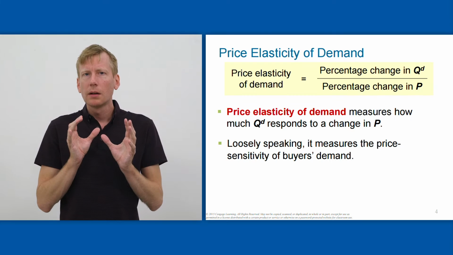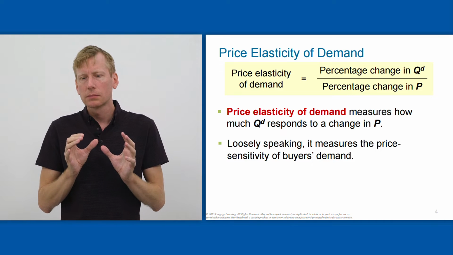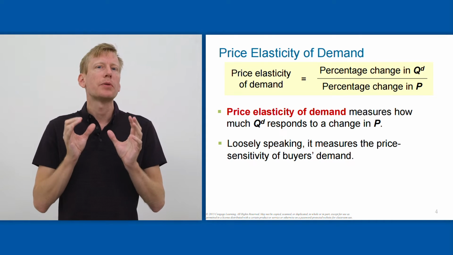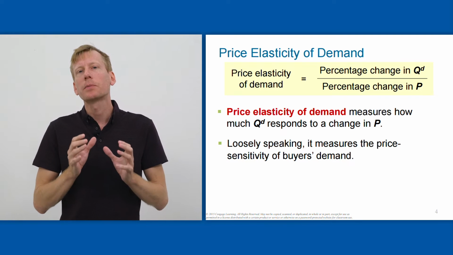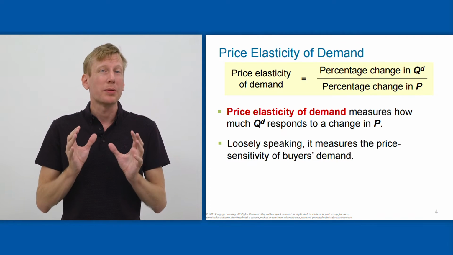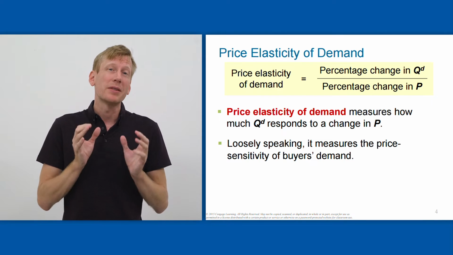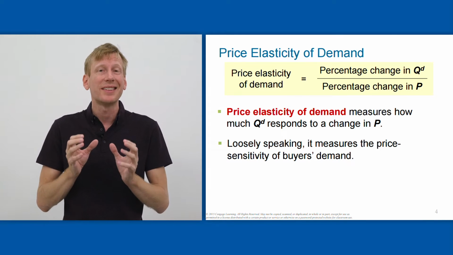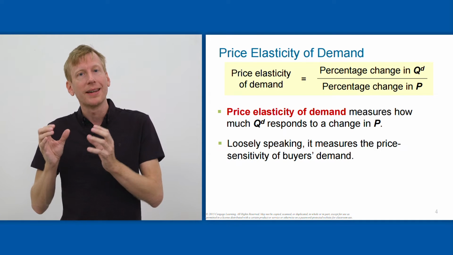As a simple formula, which you can see in the slide, our own price elasticity of demand is a simple fraction. It's the percentage change in quantity demanded divided by the percentage change in the price. So if we have a percentage change in quantity demanded of 20, and a percentage change in the price of 10, then our own price elasticity would be 20 divided by 10, or 2.